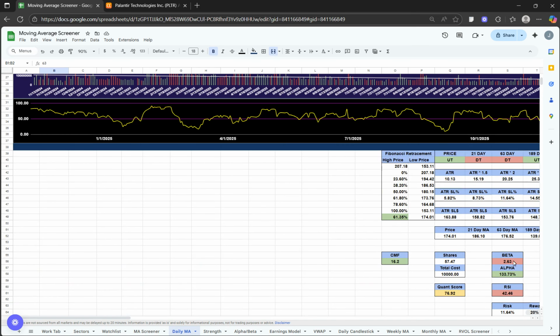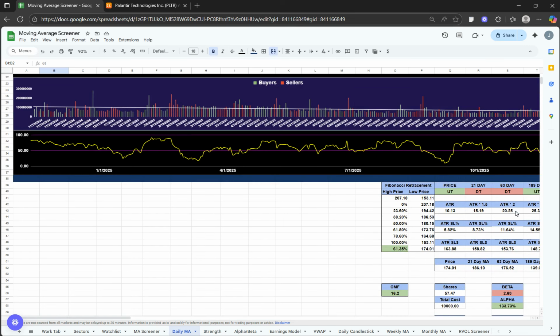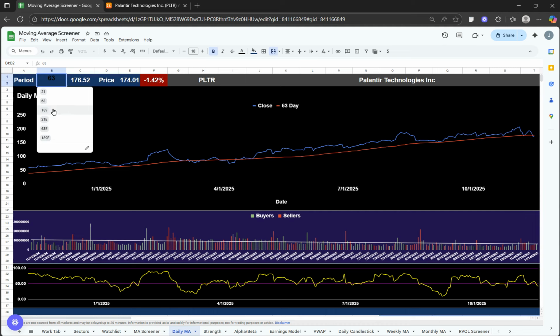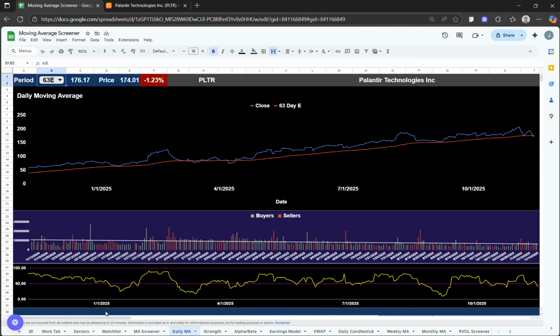We are in accumulation, 2.63 beta, 133% of alpha over the last 12 months versus the SPY, 42.46 RSI. Now, if we change this to our 63 exponential moving average, these are ATR stop losses you could use based on each time frame. You want to take a quick look at those.